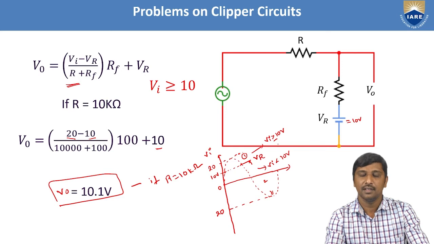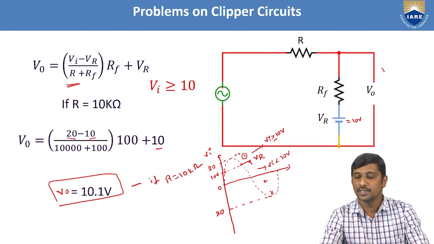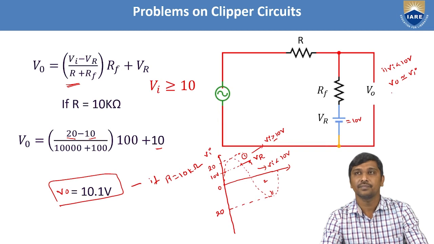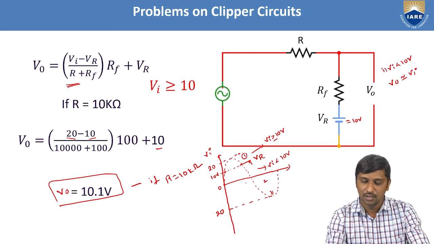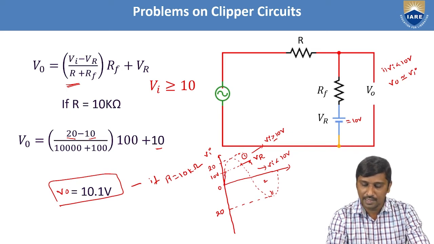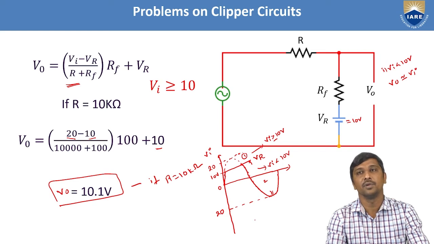Now we need to draw the output voltages. Already we observed these two conditions here. First, we observe the input voltage is less than 10 volts. What happens here? In the first case, Vi is less than 10 volts, and the output is approximately equal to your input signal, which means the output changes linearly with respect to your input signal. That is the condition when your input voltage is less than your 10 volts.